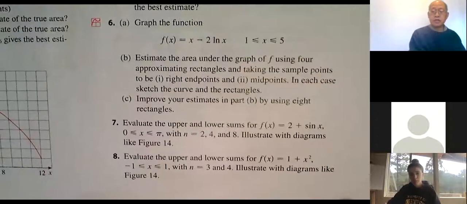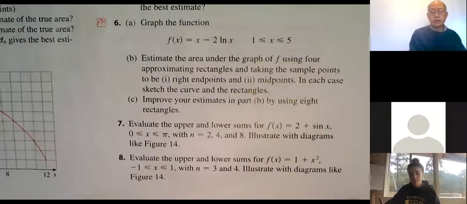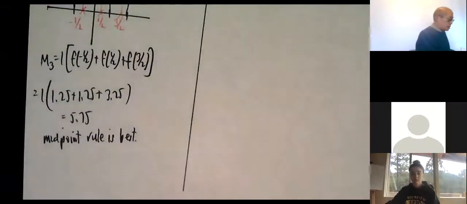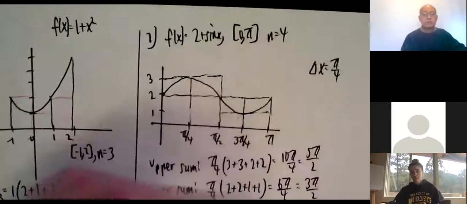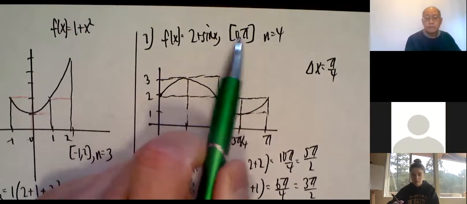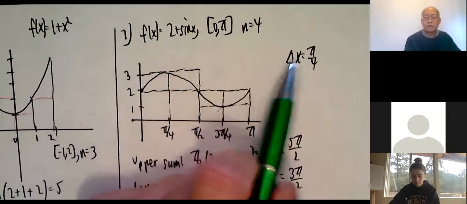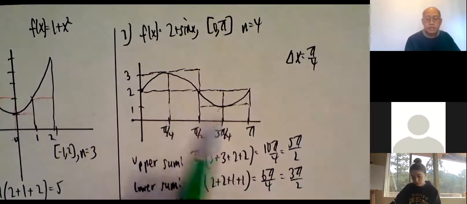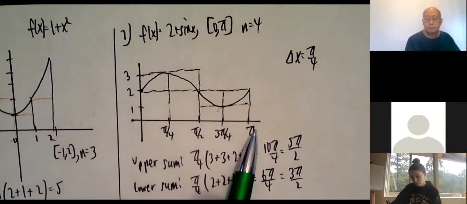Okay, so f of x is 2 plus sine x, 0 to pi, n is 2, 4, and 8. Okay, I'm going to do it with n equals 4. And illustrate with a diagram. All right, so 2 plus sine x between 0 and pi, n equals 4. So if I'm going from 0 to pi, that distance is obviously pi, divided by 4, delta x is pi over 4. Okay, so each of these is pi over 4. Pi over 4, 2 pi over 4, 3 pi over 4, 4 pi over 4.